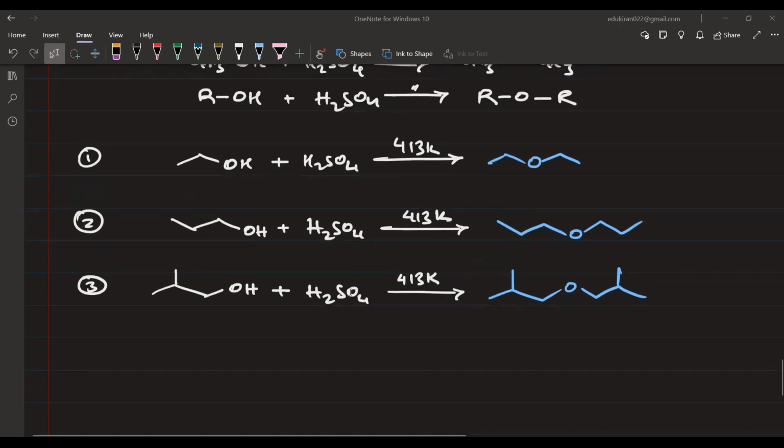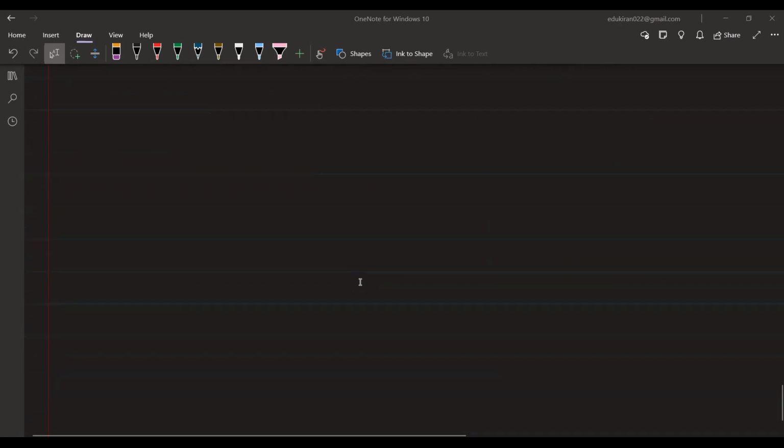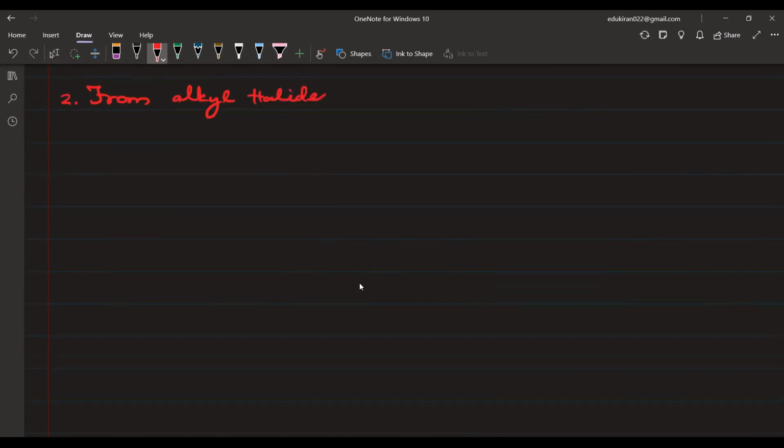I hope all of you have got the same answers as I have drawn here. Any doubt here? No, sir. Okay. Right, next. The second method of preparation is from alkyl halide. This is very important. And it is also known as Williamson's ether synthesis.